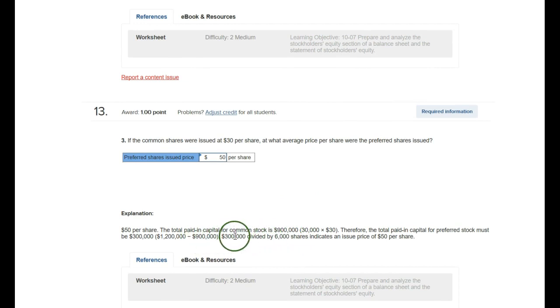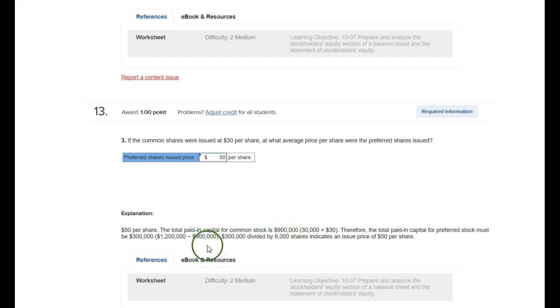The total paid-in capital for common stock is $900,000. Again, really this is 900 million, but we're taking off the 3 zeros. The 30,000 shares times $30 per share. Again, remember we took the 3 zeros off of here also. So the $30 times 30,000 is $900,000.